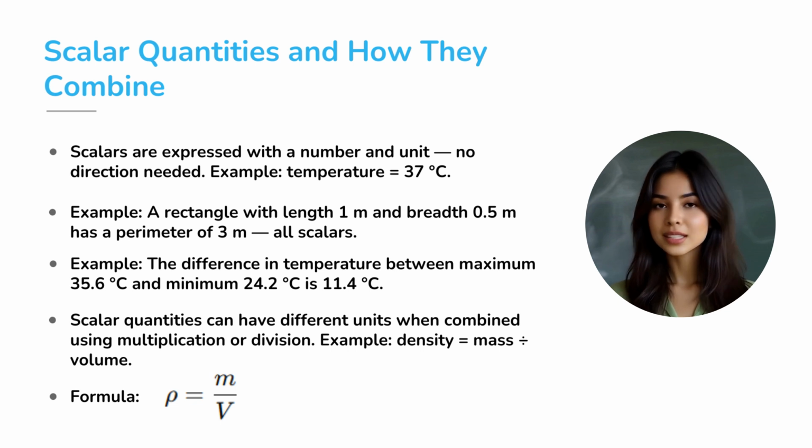Let's understand scalars a little more. These are quantities that are fully defined by just a number and a unit, no direction involved. Take this example: the length of a rectangle is 1 meter and its breadth is half a meter. If you add the lengths of all four sides, the perimeter comes out to 3 meters. Each of these sides is a scalar, and so is the perimeter. Now let's look at temperature. Suppose the maximum temperature in a day is 35.6 degrees Celsius and the minimum is 24.2 degrees. The difference, 11.4 degrees, is also a scalar.